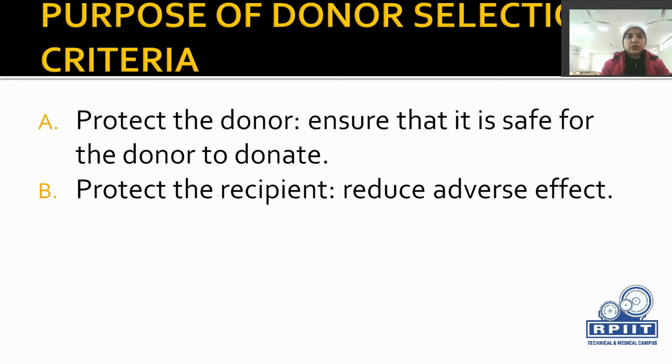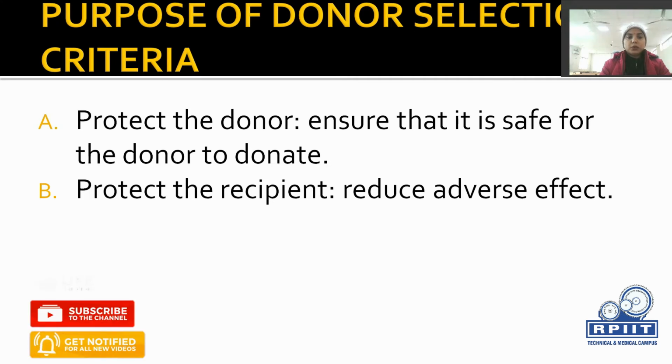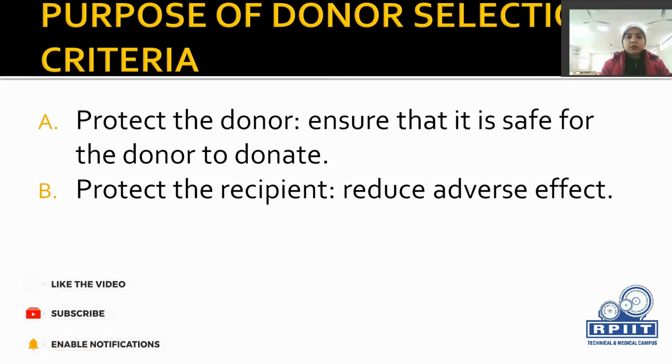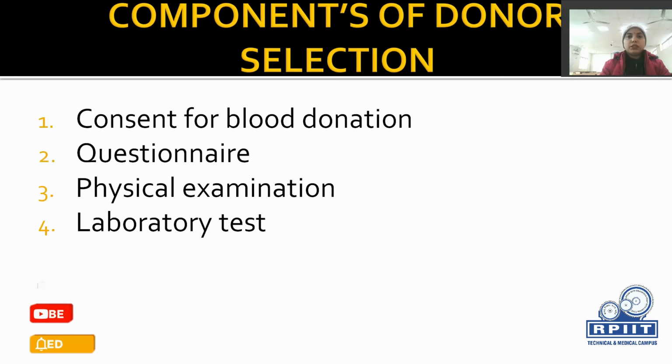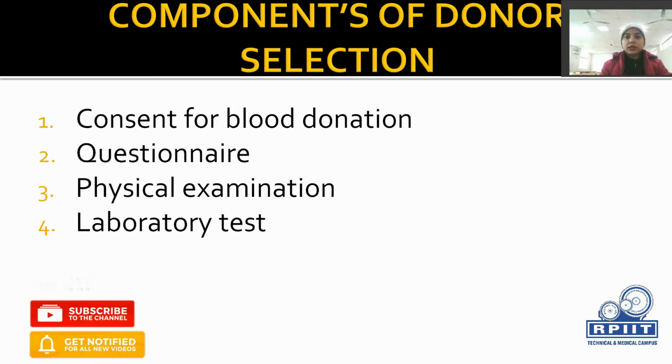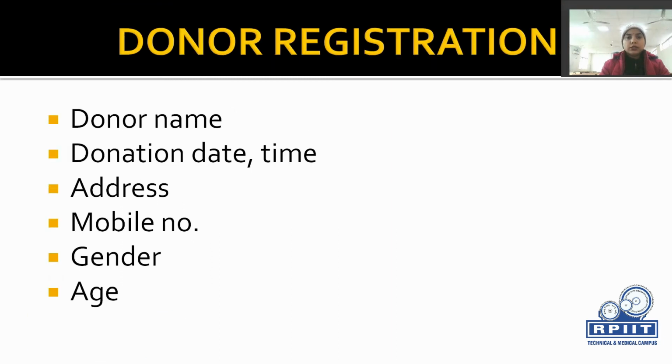Then the purpose of donor selection criteria: protect the donor, ensure that it is safe for the donor to donate. Then protect the recipient, reduce adverse effects. Then the components of donor selection. First one is consent for blood donation, then a questionnaire has to be there, then physical examination, and finally laboratory tests. Then donor registration.